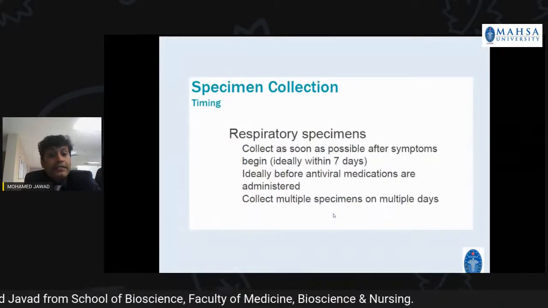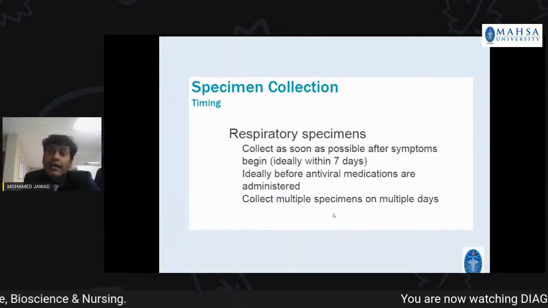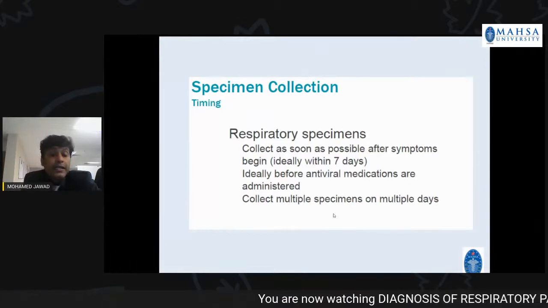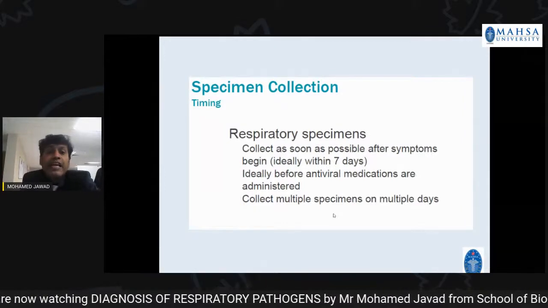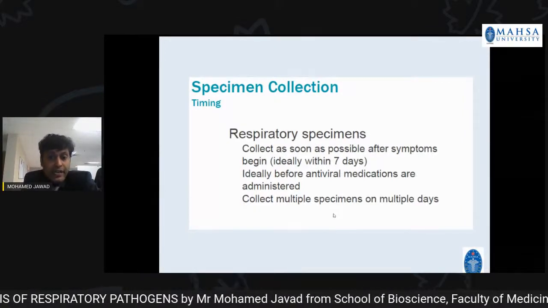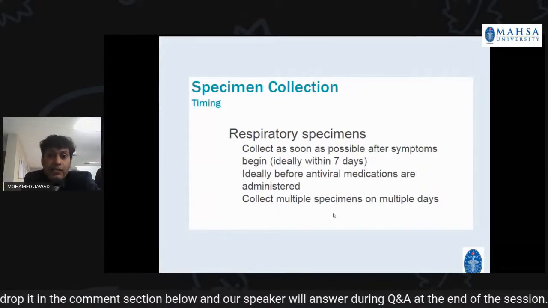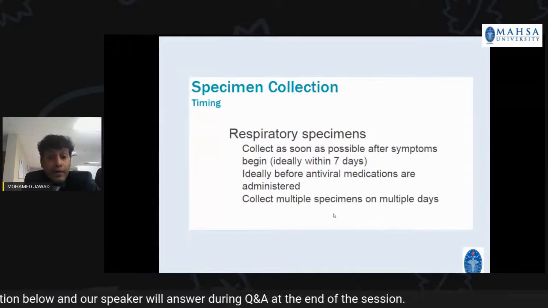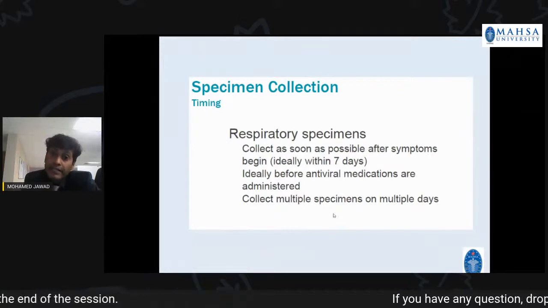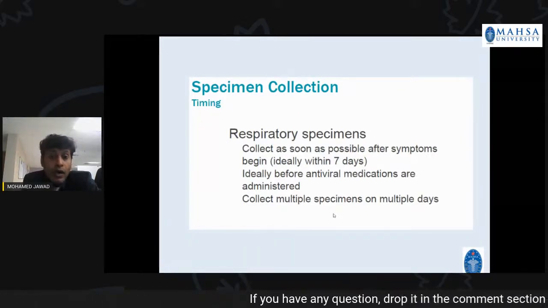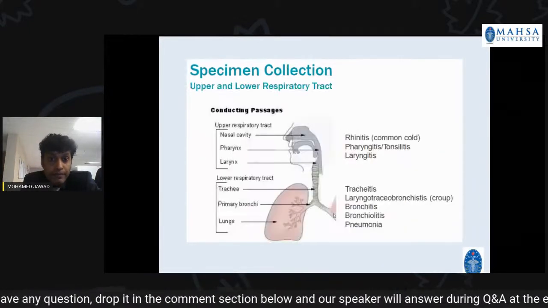Then the timing for specimen collection: the respiratory specimen we have to collect as soon as possible after symptoms begin, ideally within a week, and before giving any medications, antiviral or antibacterial. We also have to collect multiple samples. Sometimes we will miss the organism, so we have to collect multiple specimens on multiple days. That's very important, to avoid missing any microorganism.